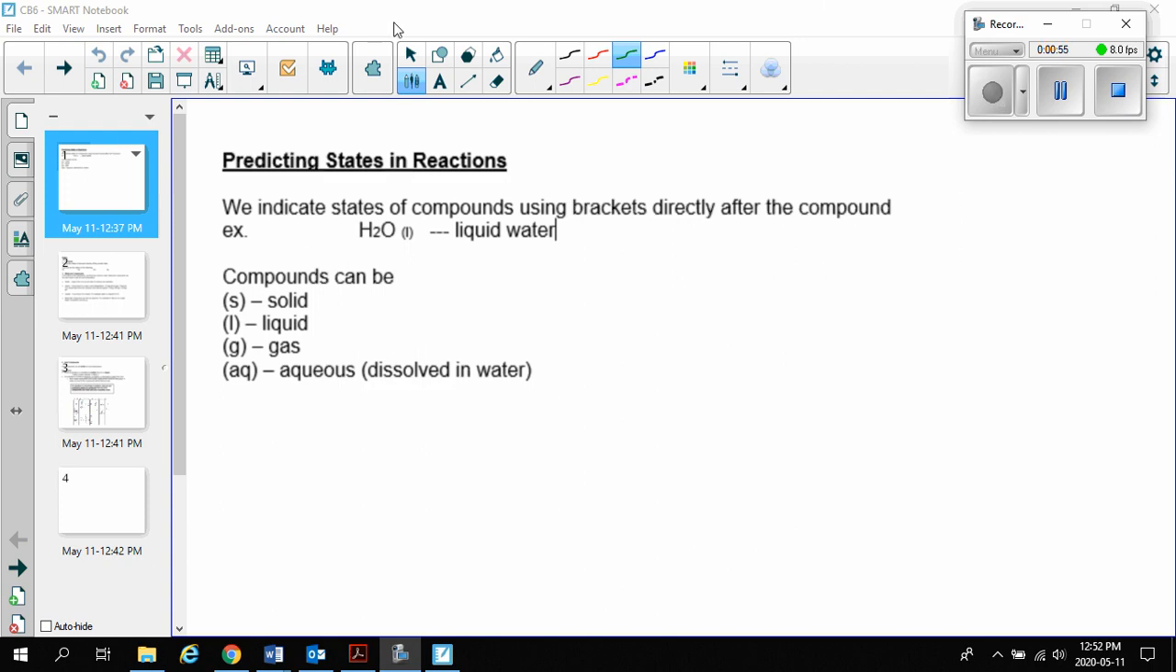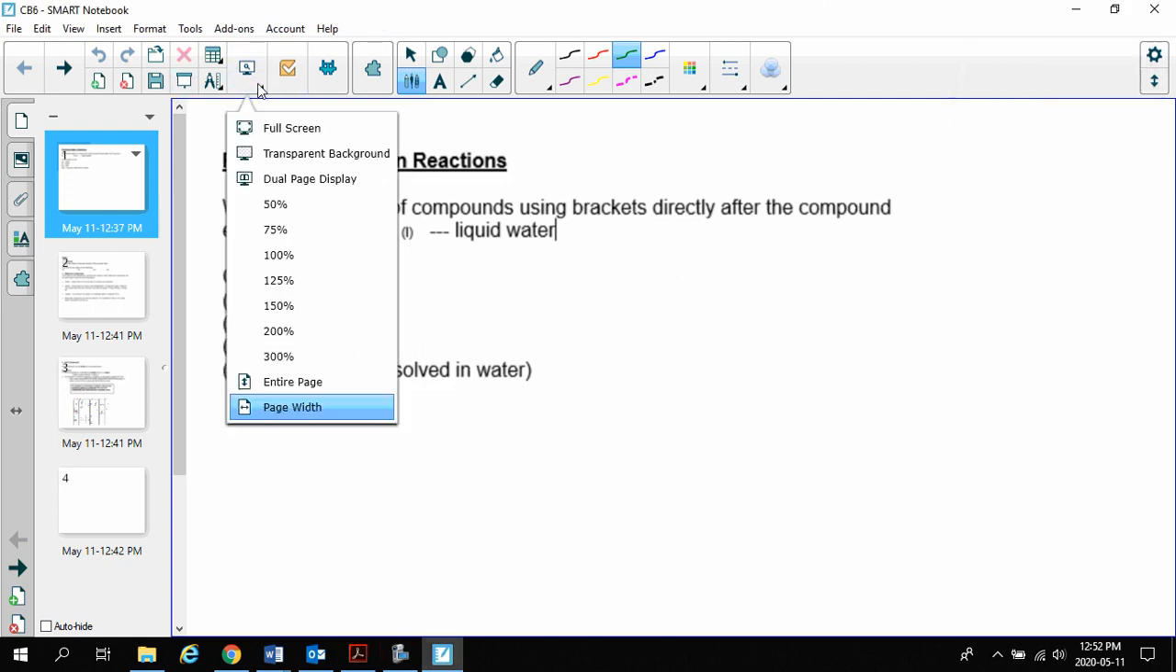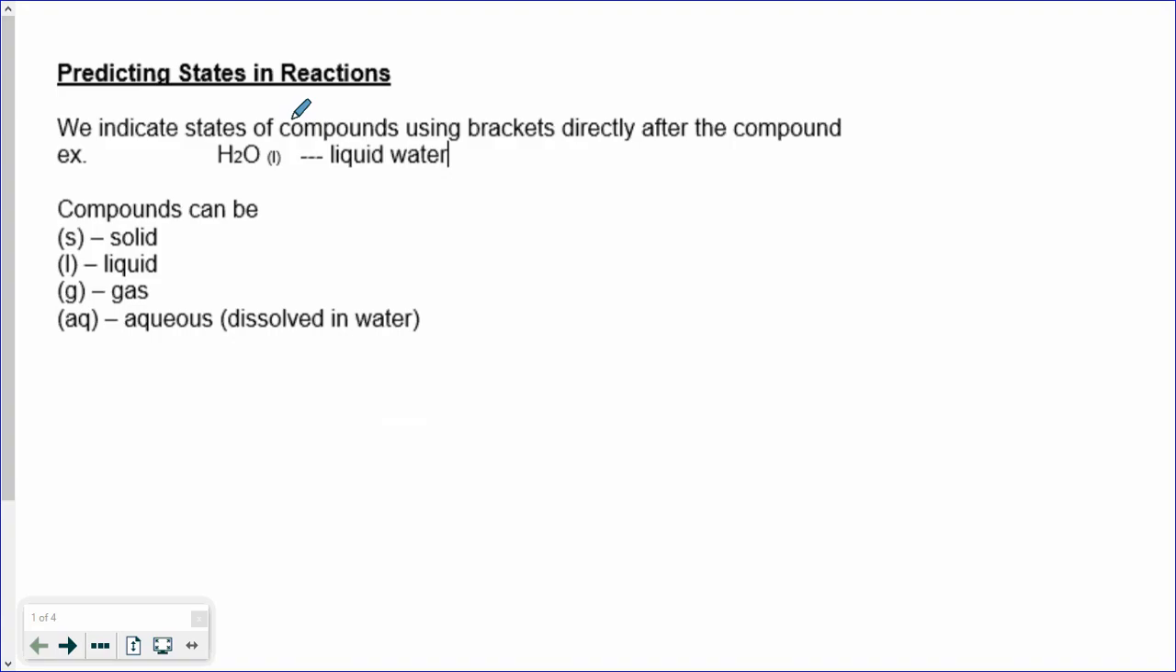So today's lesson is just predicting states. Once you've predicted the product of something, which we did in the last lesson, now you need to think about what state it will be in. We indicate the states of compounds using brackets directly after the compound. So H2O with a little L beside it, that's water.